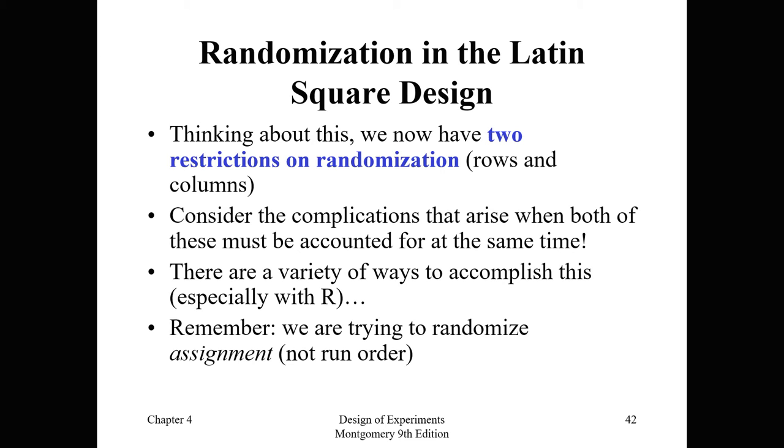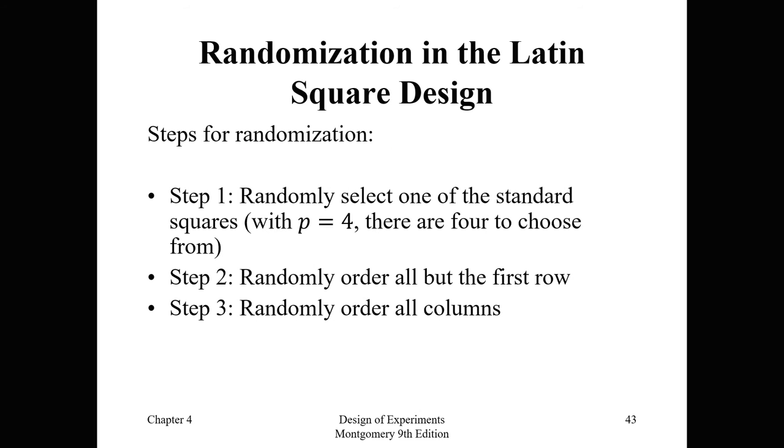So remember, randomizing the run order, that's easy. Once I have different things set, I can just say, hey, this is going to go first, this is going to go second, this is going to go third. What's complicated here is that we have to randomize the assignment. How are we assigning these different treatments to these different block combinations when each of the blocks and each of their levels represent a restriction on randomization? So that's the complication.